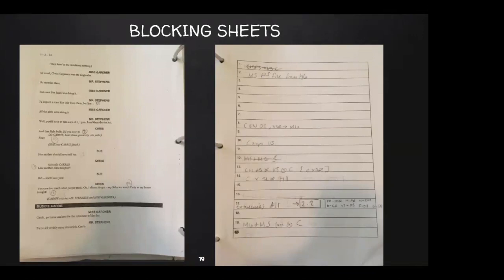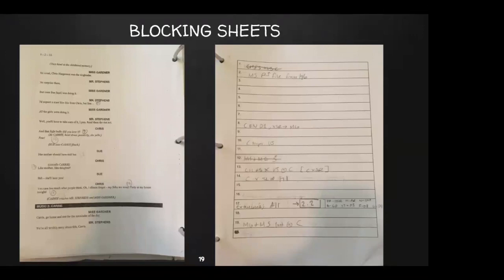And so you see how it's in line 2? You look over to the script, and about 4 lines down, Mr. Stevens has a line. I'd expect a stunt like this from Chris, but Sue. And I have the number 2 that I wrote down circled. And that helps me to know that right there, where number 2 is, I can refer to the blocking page where line number 2 is. And that is where that action happens.